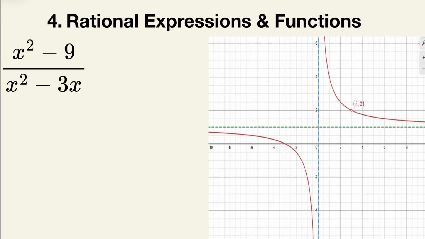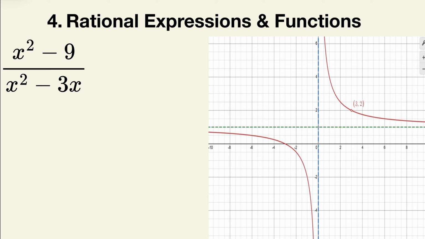Here in this problem, we're simplifying a rational expression and connecting it to its graph. So we have the expression x squared minus 9 divided by x squared minus 3x. And so the first step here is for us to factor the numerator and denominator completely.